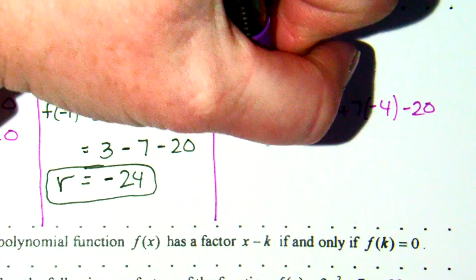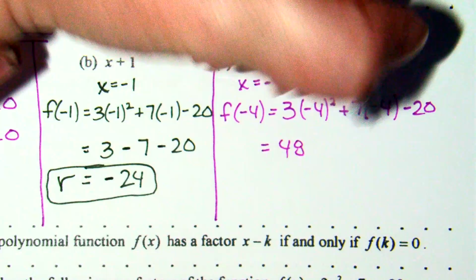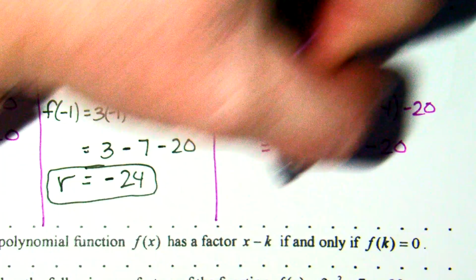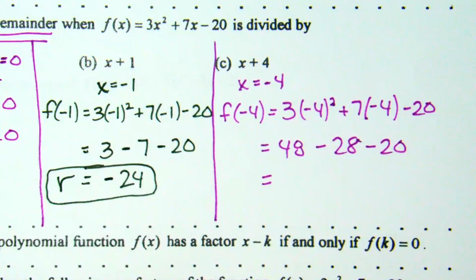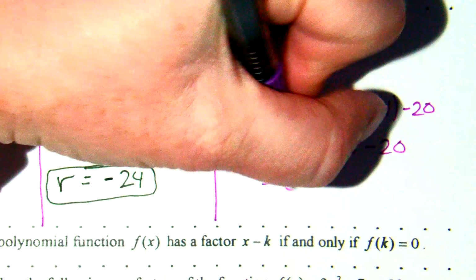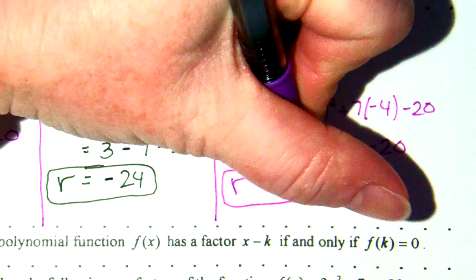Okay, so let's try x plus 4. Is x plus 4 a factor of 3x squared plus 7x minus 20? Now I'm being told yes. How do we know yes? Okay, part C from above said that when we found f of negative 4, we got 0. And if f of negative 4 is 0, that means there is a remainder of 0. How do we know it's a factor? If the remainder is 0.